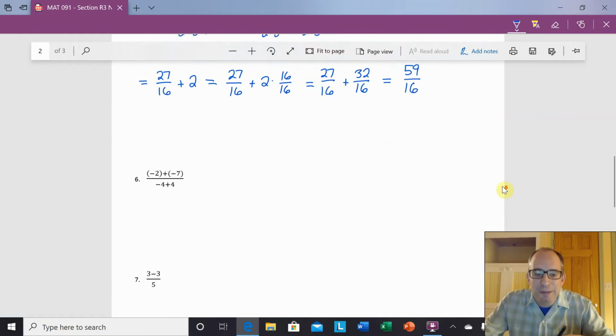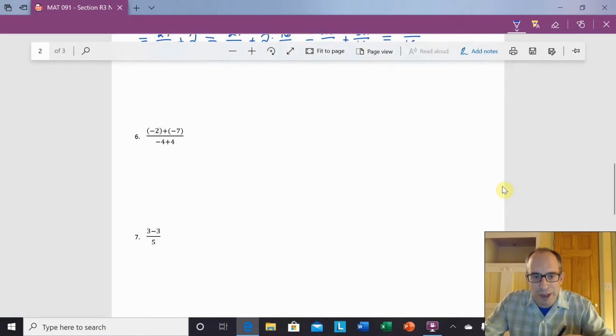All right, number 6 and number 7 are kind of a pair because you get a 0 someplace. Number 6, you can see you get it on the bottom, and number 7, you get it on the top. So with 6, if you add negative 2 and negative 7, that's negative 9. But if you add negative 4 and positive 4, that's 0. So when you're dividing by 0, then this is undefined. Right? Can't divide by 0.